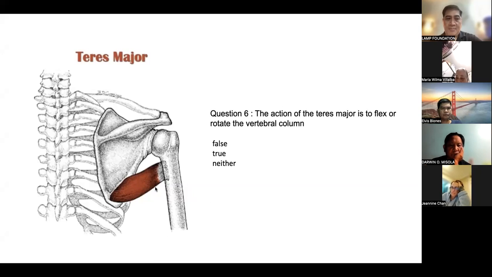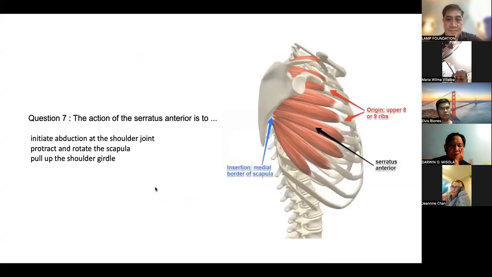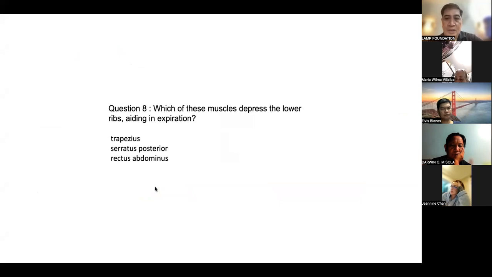And medially rotate the humerus. It doesn't have anything to do with the vertebral column. The action of the serratus anterior is protract and rotate the scapula. Which of these muscles depress the lower ribs, aiding in expiration?